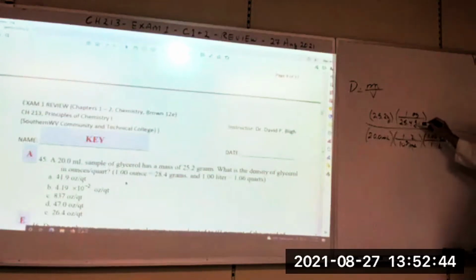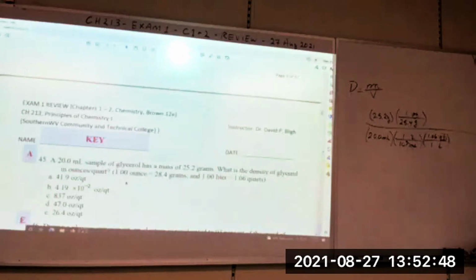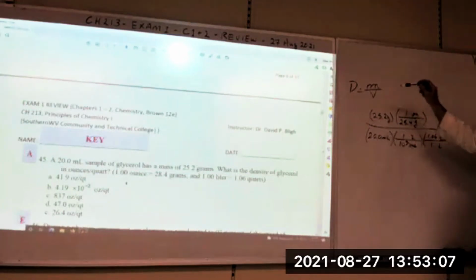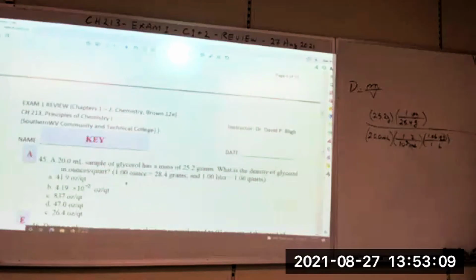So we got that and that, ounces per quart. It would be confusing if I went to, see, this is weight ounces and this is volume ounces. That's probably why they didn't do it that way, because then you might get confused. So ounces per quart. So now you just do this calculation and divide it by that calculation, and you get your density, which should come out to 41.9 ounces per quart.